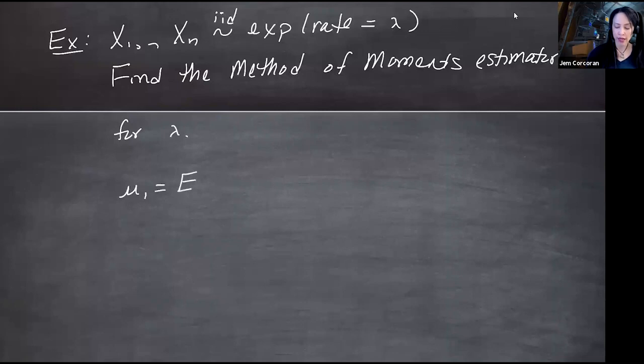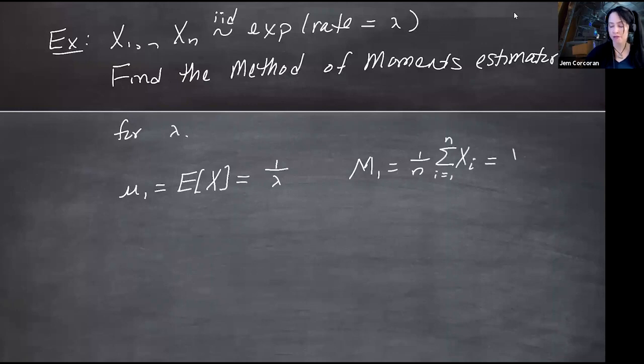This is the expected value of x to the 1. And for the exponential, this is 1 over lambda. And then the first sample moment, which is 1 over n, the sum, as i goes from 1 to n of x sub i, which is x bar. So we're going to equate these. We're going to say 1 over lambda equals x bar.